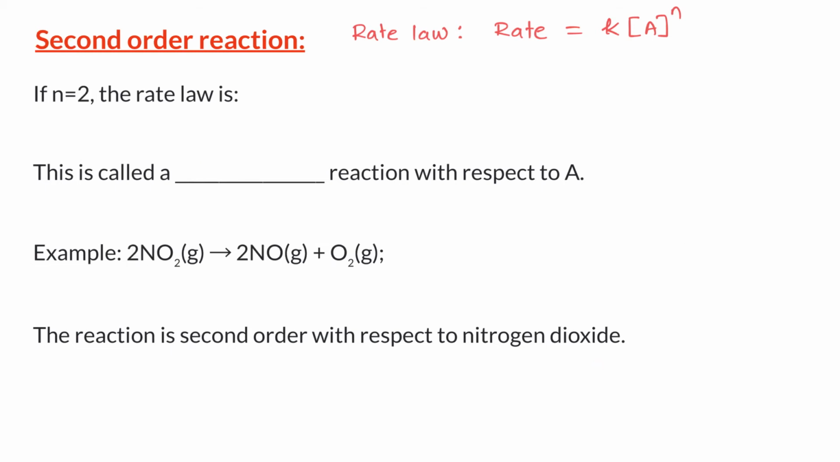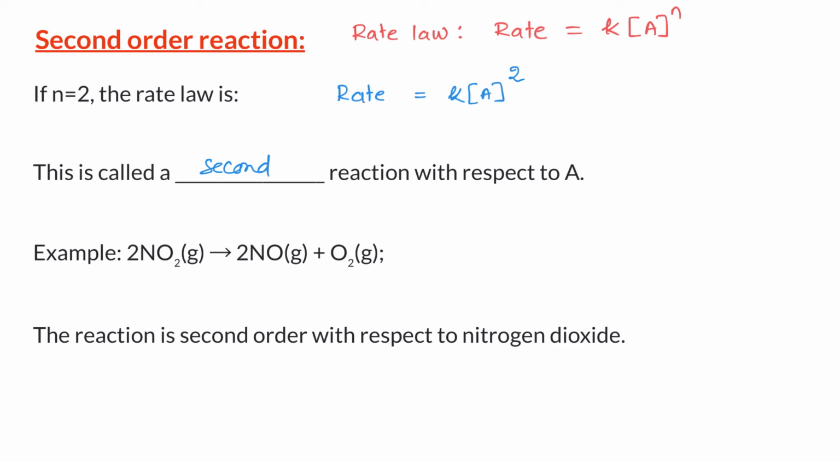Next, if n is equal to 2, the rate law will be the following. Rate is equal to rate constant k times concentration of A raised to the power 2. This is called a second order reaction with respect to A. That is, the reaction rate is dependent on the concentration of A.